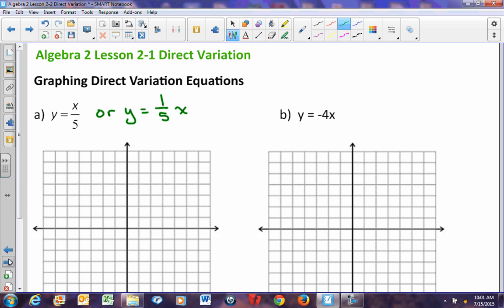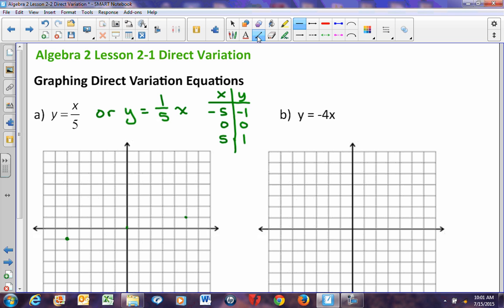If I did a little x and y table, I could use negative 5, 0, and 5. If x is negative 5, 1/5 times negative 5 is negative 1. If x is 0, y is 0. If x is 5, y equals 1. So then I can just graph those points really quickly: negative 5, negative 1; 0, 0; 5, 1. I can draw a line here really quickly. Let's go with the line.